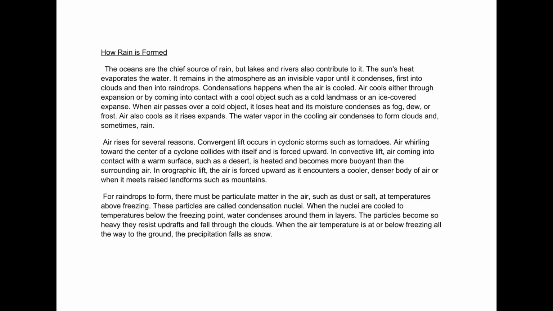For raindrops to form, there must be particulate matter in the air, such as dust or salt. At temperatures above freezing, these particles are called condensation nuclei. When the nuclei are cooled to temperatures below the freezing point, water condenses around them in layers. The particles become so heavy that they resist updraft and fall through the cloud. When the air temperature is at or below freezing all the way to the ground, the precipitation falls as snow.